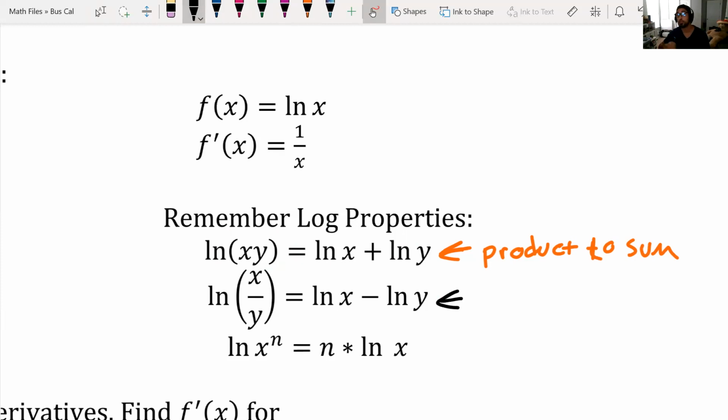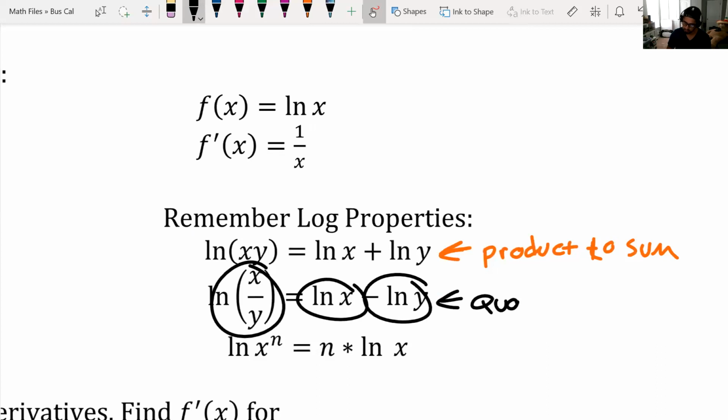Next one is the quotient to difference. The natural log of x over y can be split into the natural log of x minus the natural log of y. So this is the quotient to difference.